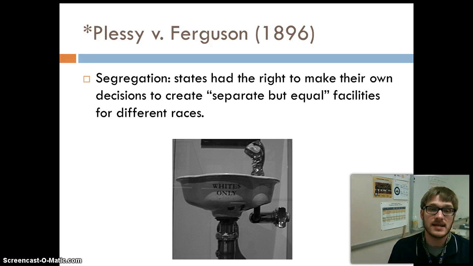This court decision said that states had the right to decide if they would have separate but equal facilities, meaning like a bathroom for African Americans and a bathroom for white people, restaurants, places on the train for each of those. In this case, this man Plessy, African American, got into a white train car, was arrested for it. He sued, and in a pretty messed up decision, the court went against him, saying that states could do that.